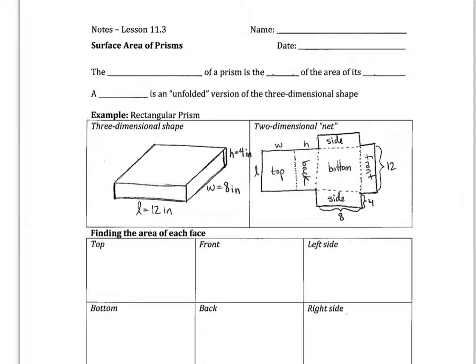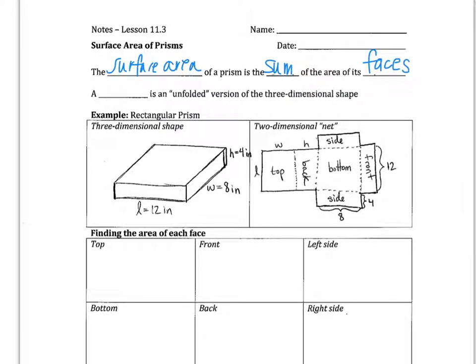Math 7, lesson 11.3, we're going to be talking about surface areas of prisms. The surface area of a prism is the sum, or the total, of the area of its faces.